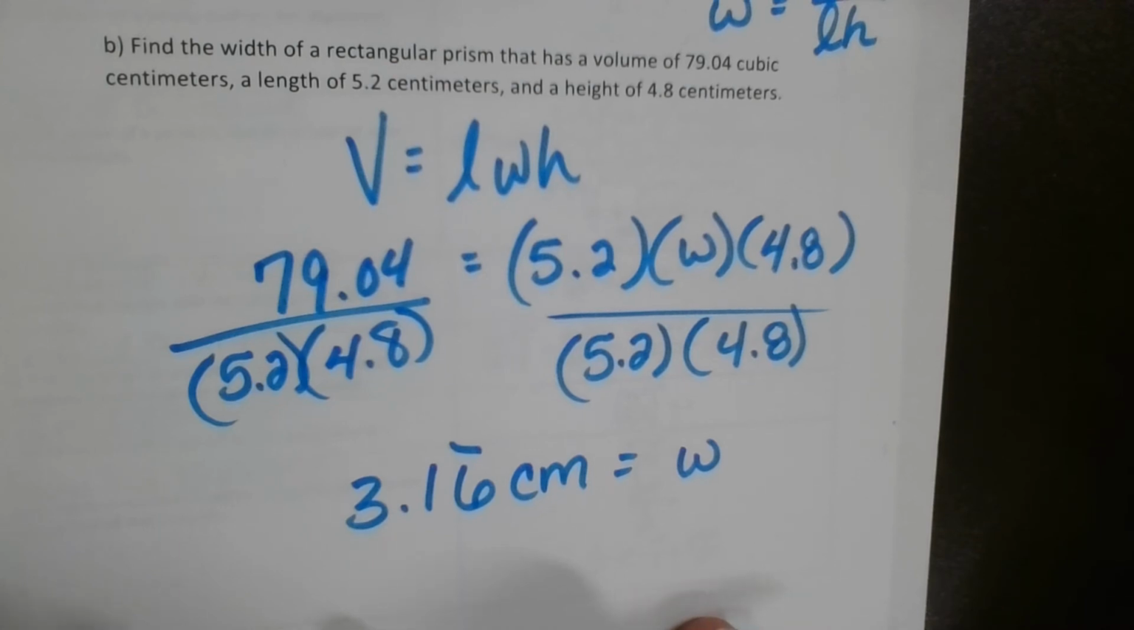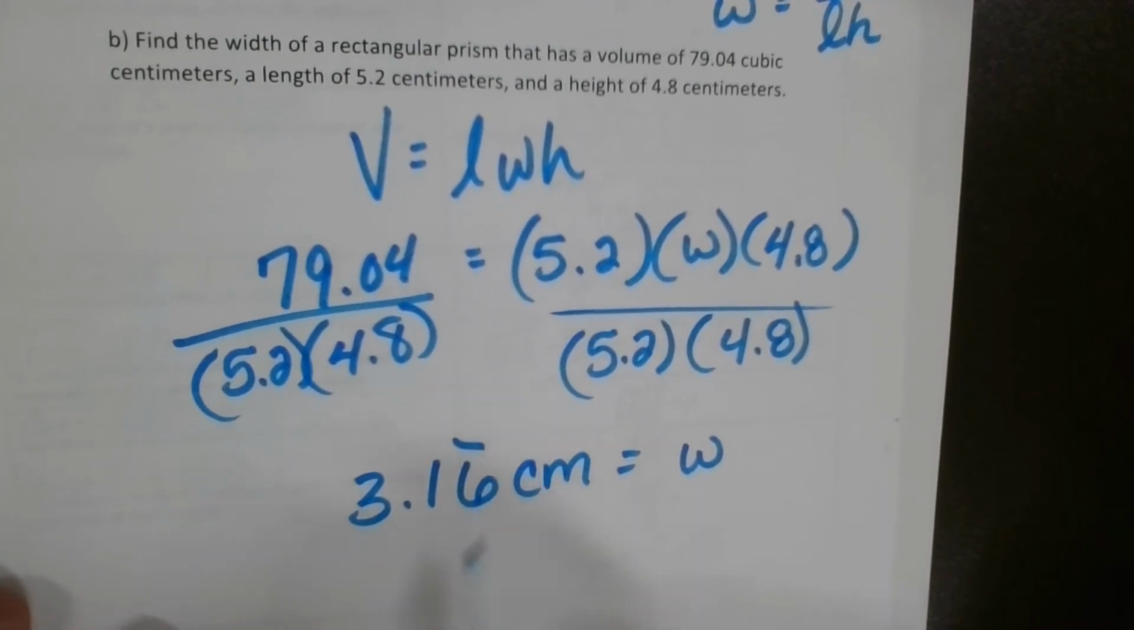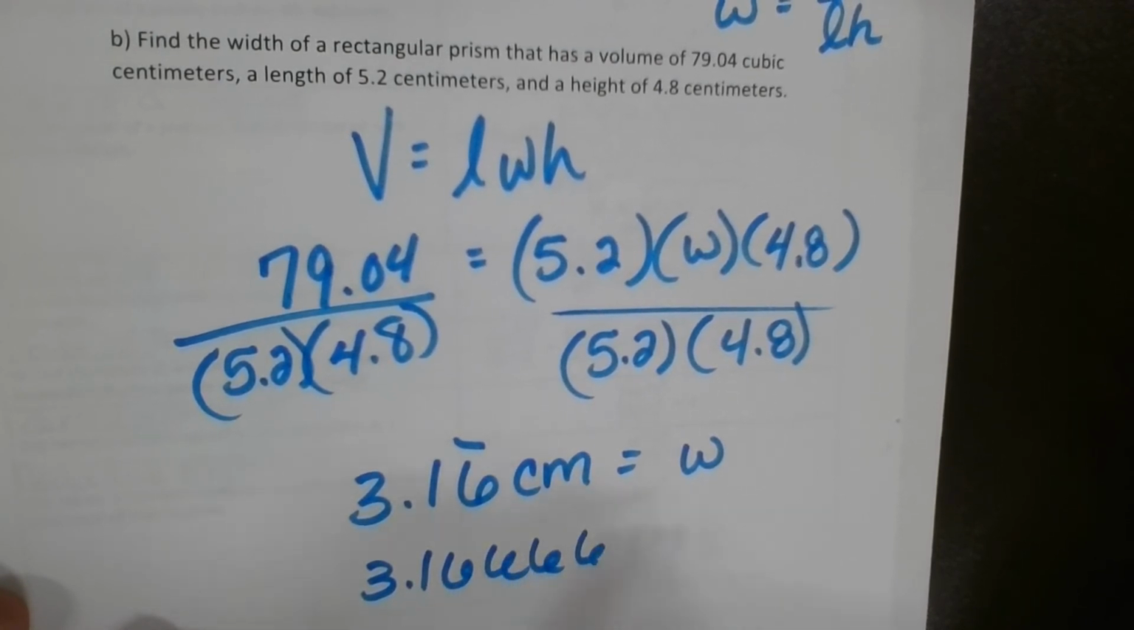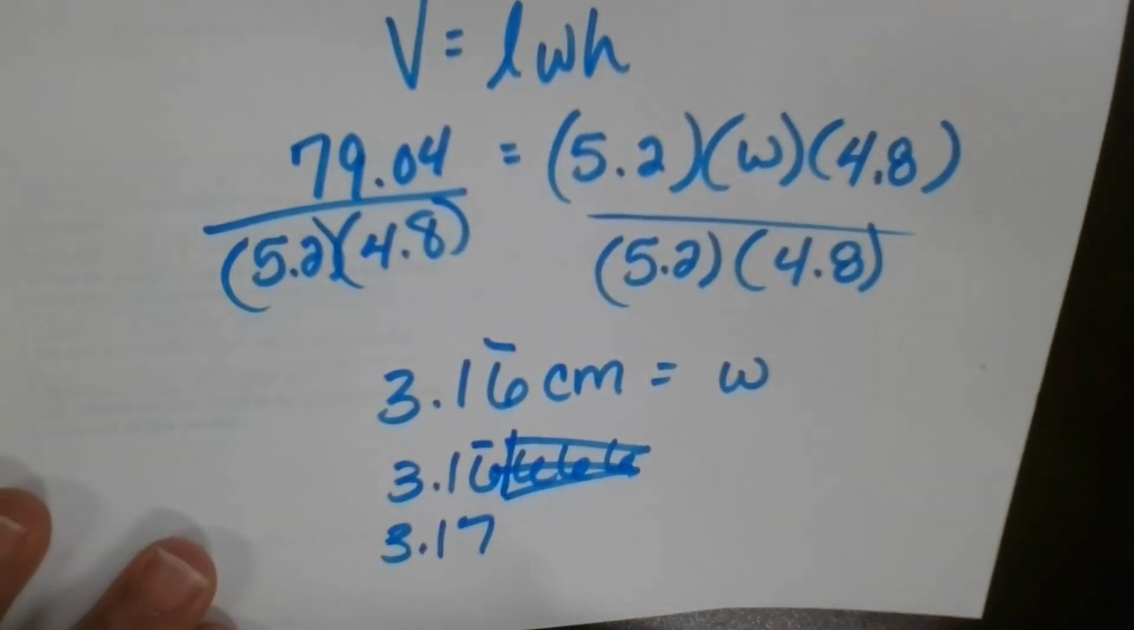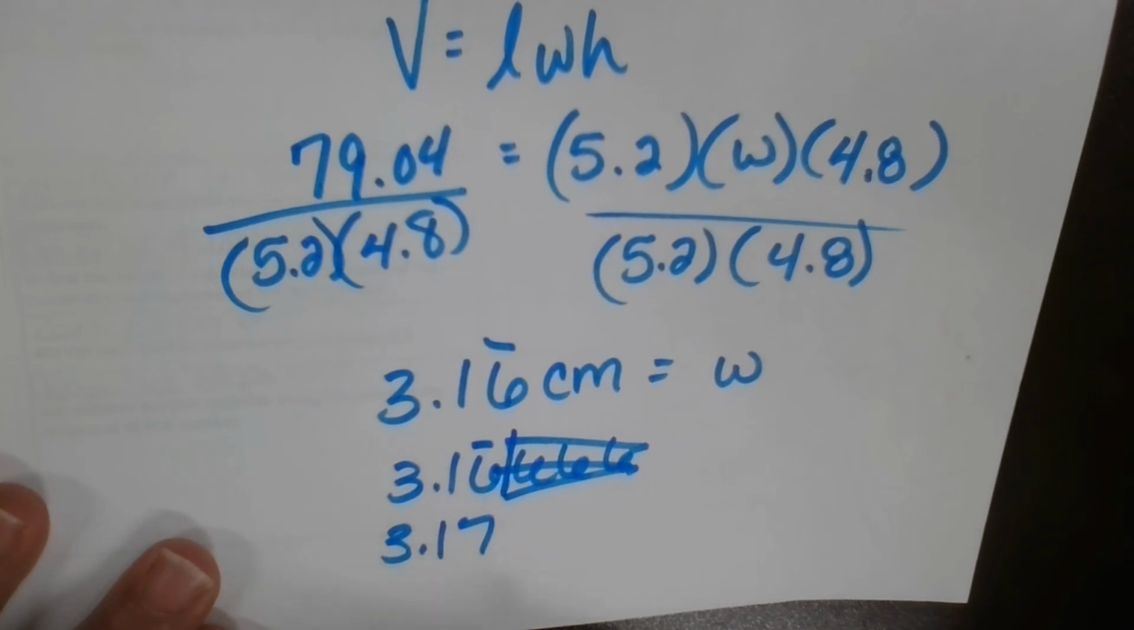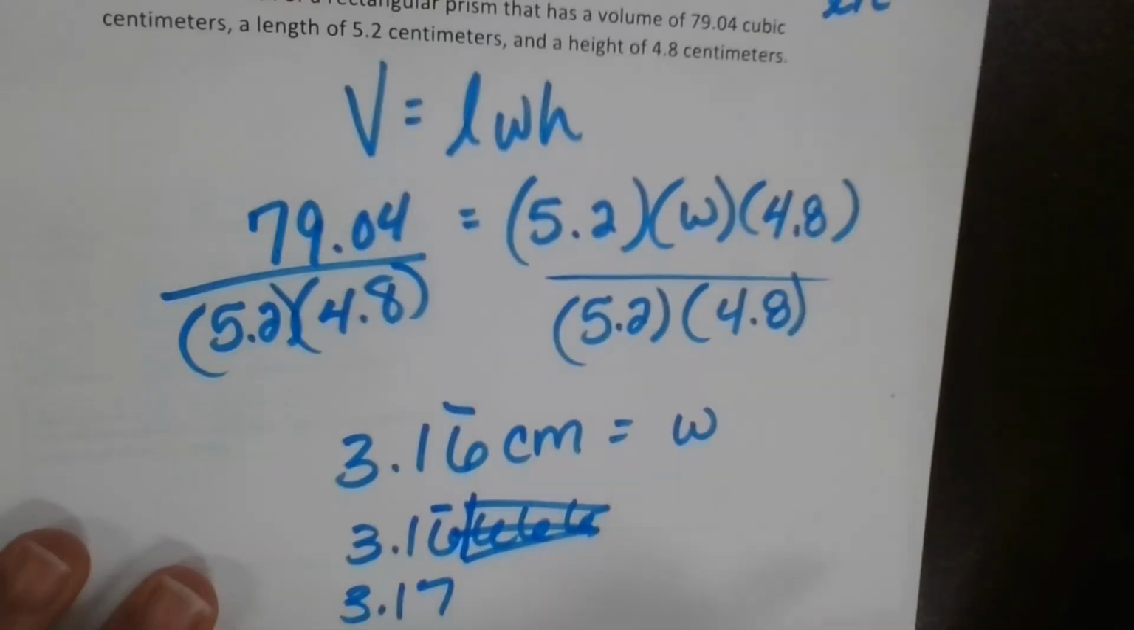So the line above that 6 means that that's a repeating decimal, 3.16666 in your calculator, whatever 6 is. Put that line there and just kind of knock that off. Or it could be rounded to 3.17 if you need to, depending on what your answer choices are when you're doing a problem like this.